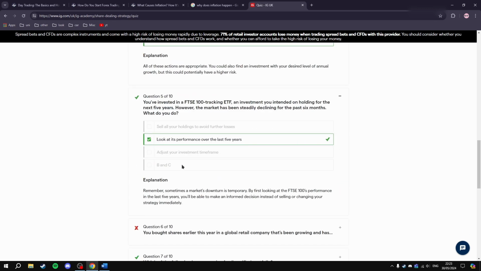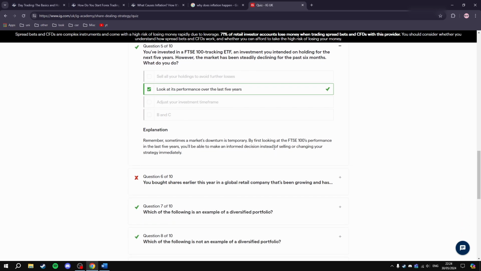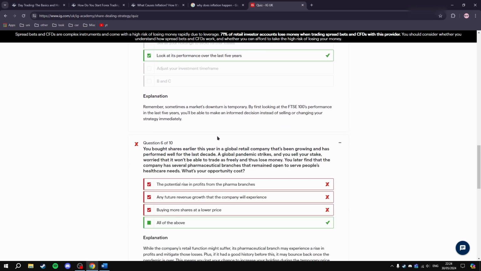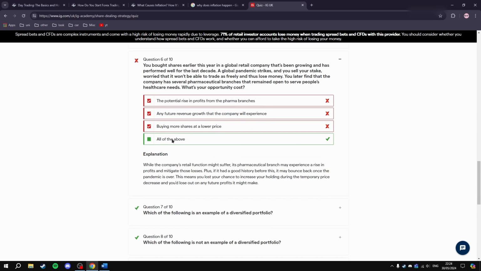Remember, sometimes the market's downturn is temporary. By first looking at the FTSE 100 performance in the last 5 years, you'll be able to make an informed decision instead of selling or changing your strategy immediately. Yeah, okay, this one's right as well, all of the above. While the company's retail function might suffer, its pharmaceutical branch may experience a rise in profits and mitigate those losses. Plus, if it had a good history before this, it may bounce back once the pandemic is over. This means you lost your chance to increase your holding during a temporary price decrease, and you lose out on any future profits it might make.